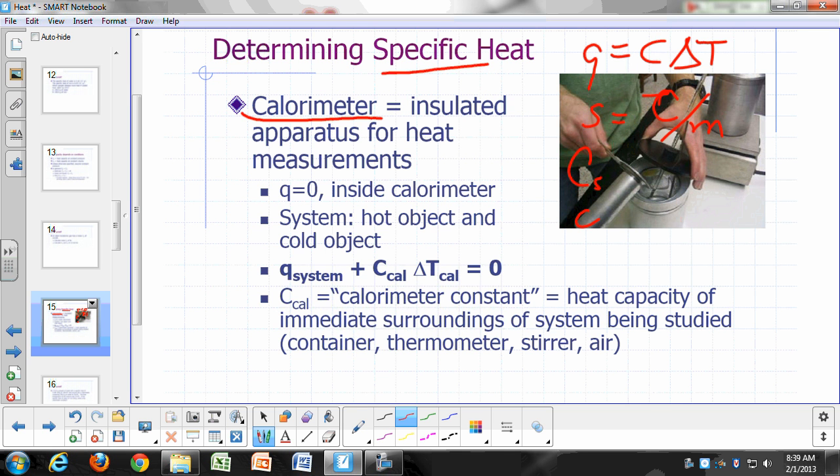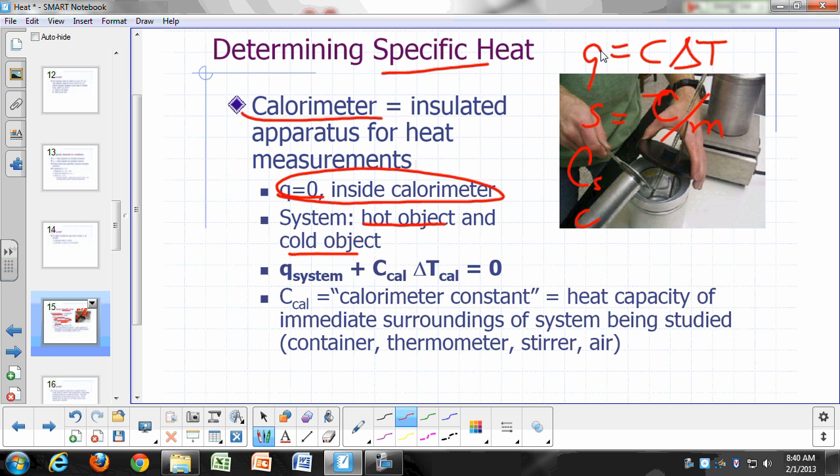And the idea here is that a calorimeter is thermally insulated. So the total Q for everything inside the calorimeter is going to be equal to 0. All right, so your system in this case would be the hot object and the cold object that you mix inside the calorimeter. So your unknown object would be one of these two. You have two things you're going to mix inside the calorimeter, one with a known heat capacity, the other one with an unknown heat capacity.